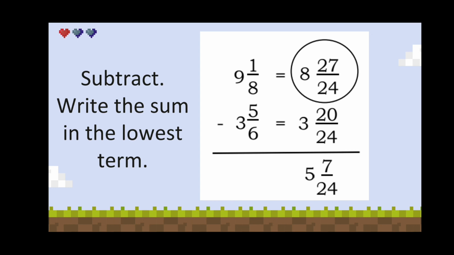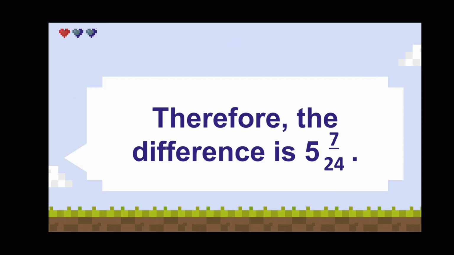So, ang 5 and 7 over 24 ba ay may lowest term pa? Okay, so wala na dahil ang 7 over 24 ay naka-lowest term na siya dahil ang kanilang common factor lang naman ay 1. Okay? Therefore, the difference is 5 and 7 over 24.